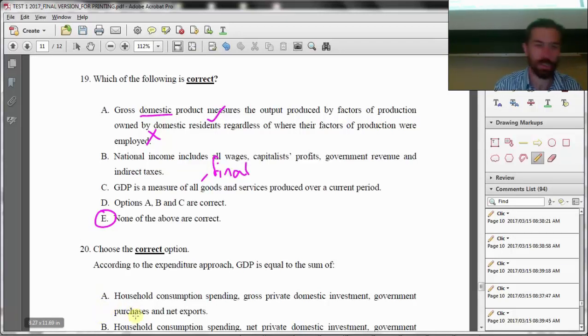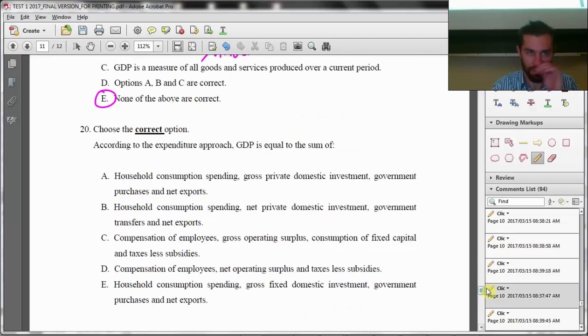And then question 20. According to the expenditure approach, GDP is the sum of household consumption spending, gross private domestic investments, government purchases, and net exports. So that looks good. Let's see, option B, household spending, yes. Net private, no. Consumption of employees, gross operating surplus, consumption of fixed capital and taxes, less subsidies.